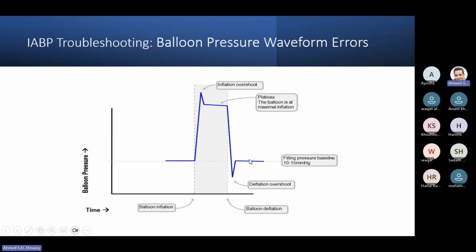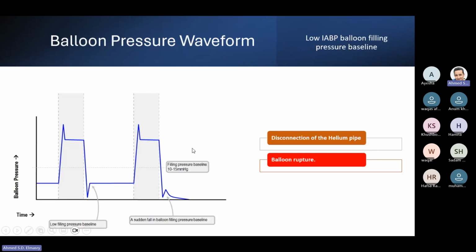So you will go back to the filling pressure baseline, which in most cases is at the level of 10 to 15 millimeters of mercury. So you might have abnormality related to the filling pressure baseline. It could be above the normal level, or it could be below the normal level. You might have disappearance of the plateau pressure, and you will get this waveform without the plateau. Or you might have the plateau, but it could be suboptimal. So these are the abnormalities related to the balloon pressure waveform.